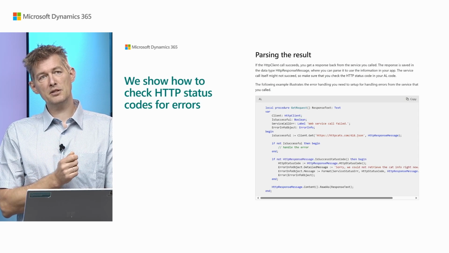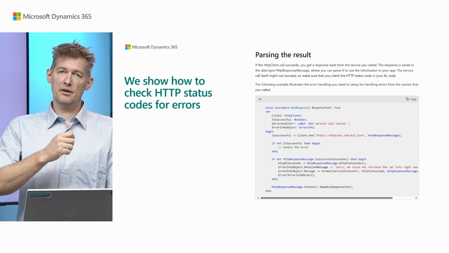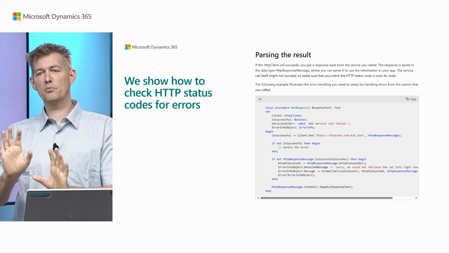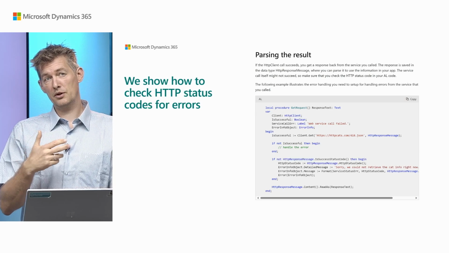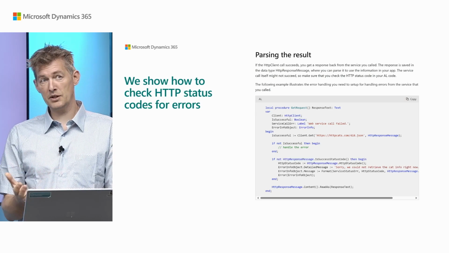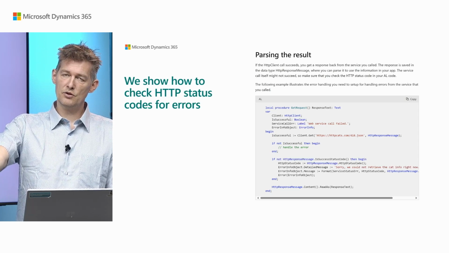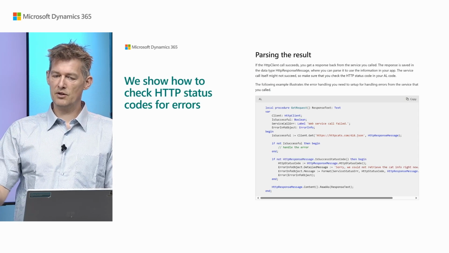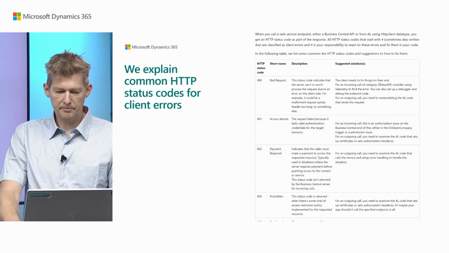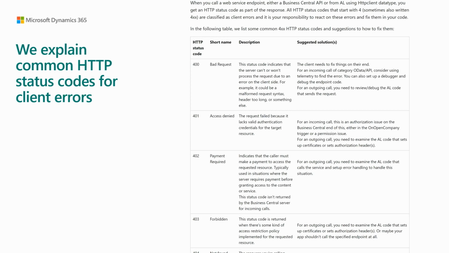Especially for HTTP status, some of these are just that external service saying, hey, wait a minute, you need to back up a bit. So you can also put in code here for retry strategies and make your code more resilient in case the service you're calling is having some transient issues. And then we explain, as I mentioned, all the common HTTP error codes with suggested solutions, whether you have inbound calls or outbound calls.